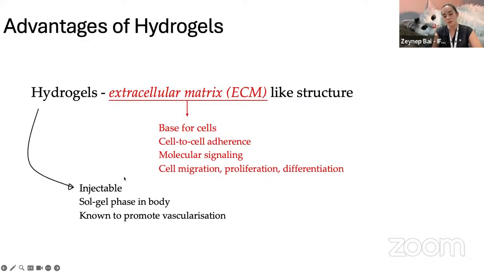Another thing is that they are injectable, so this will decrease invasive surgeries. It is going to be minimally invasive surgery. And the sol-gel phase transition may occur in the body. I mean, it can be in a gel state at room temperature, and when you put it into the body, it will get solidified. And the important part for me is that they are known to promote vascularization. It is already shown that hydrogels promote vascularization. I will come to this later.